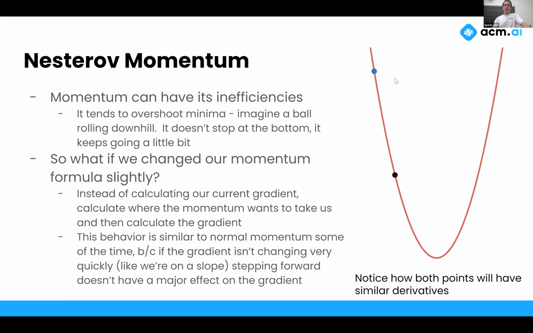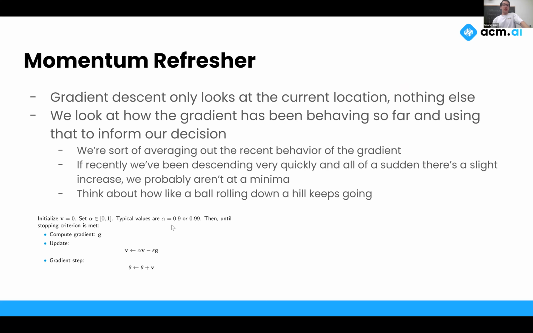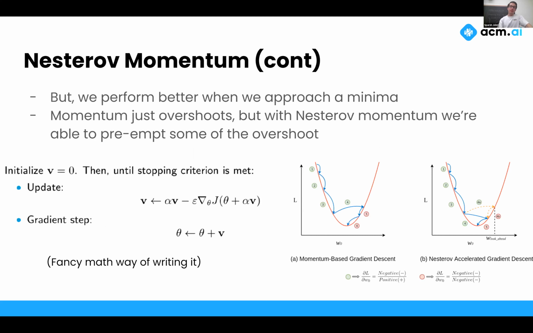Originally with the momentum formula, if you remember, this is the math notation for it down here, essentially we take our old momentum term, and we use that to inform where we're going. Then we update it based off of the gradient where we're currently at. We're saying, okay, we're going to keep following the momentum, and now we're at this point, so the momentum should be adjusted by this much.